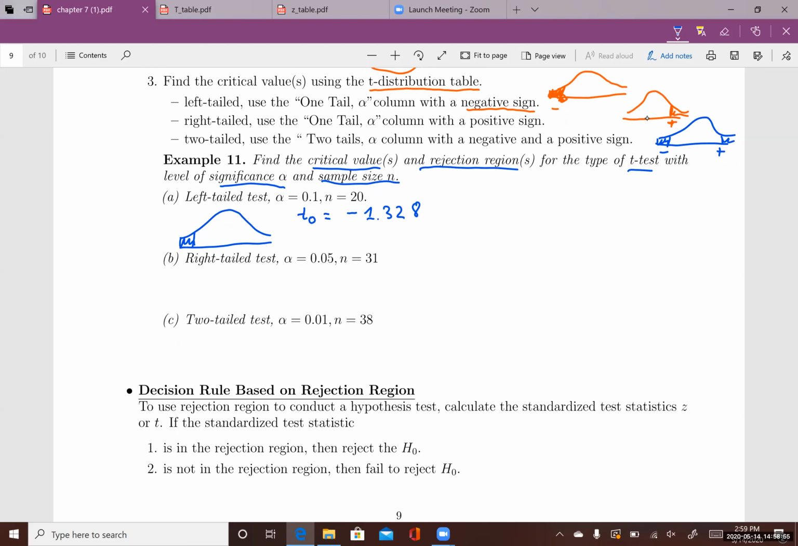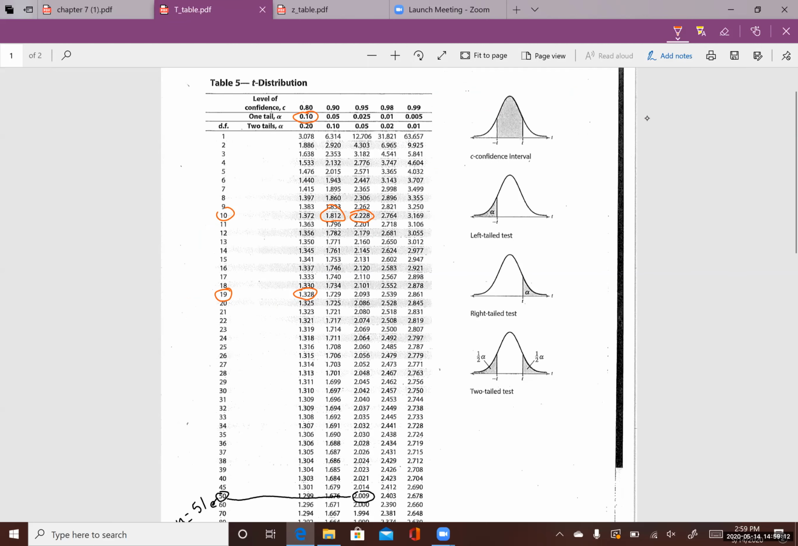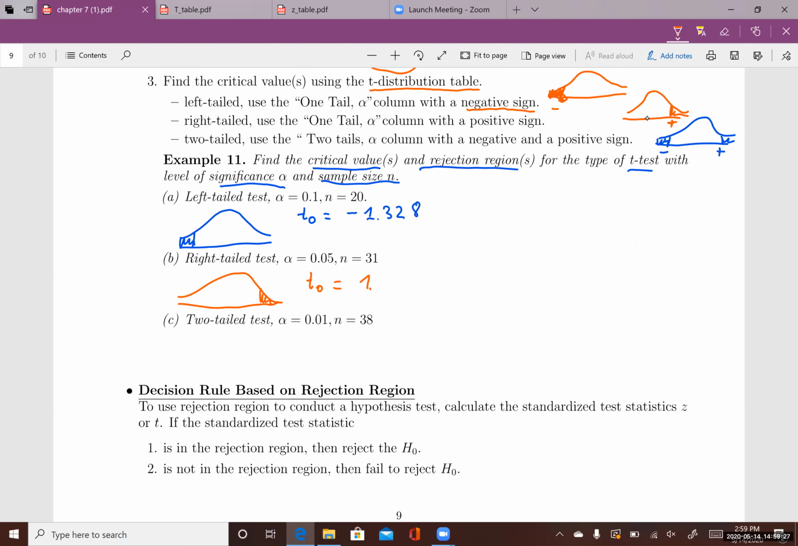All right, if you have a right-tailed test, then you know that your rejection region should be on the right and your t critical value should be a positive number. n is 31, alpha is 0.05. n is 31, so the degree of freedom is 30, and then 0.05, one tail right here, 1.697. 1.697 is a positive number.